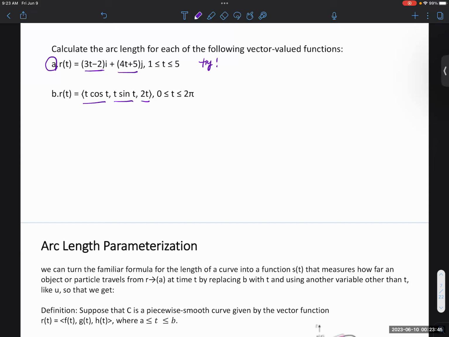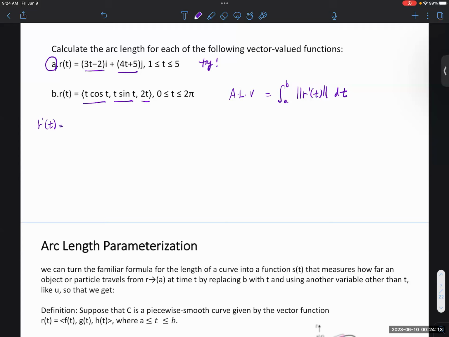So we know the formula to find the arc length of the vector: from a to b, the magnitude of r prime of t dt. That's what we're going to do. And this time we have 3 components in this vector valued function. So let's take a derivative to find the r prime. So let's do r prime.